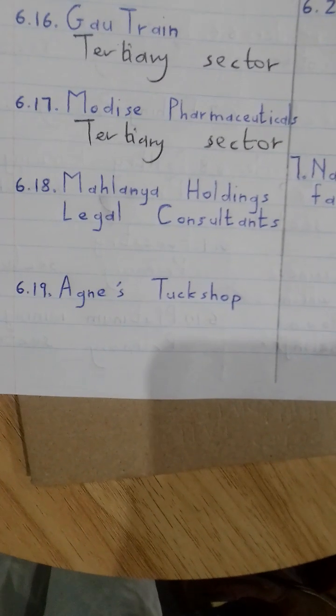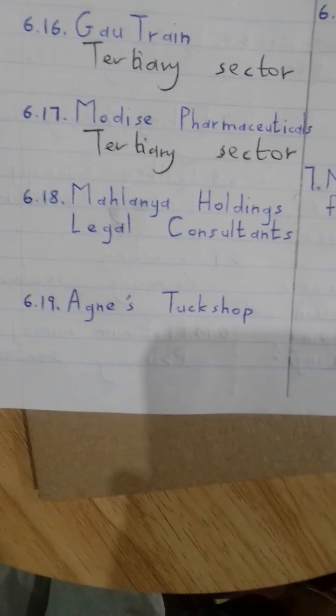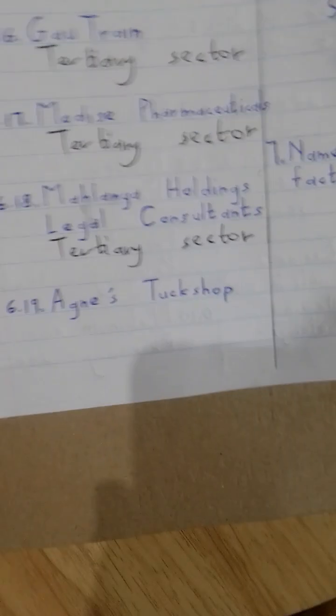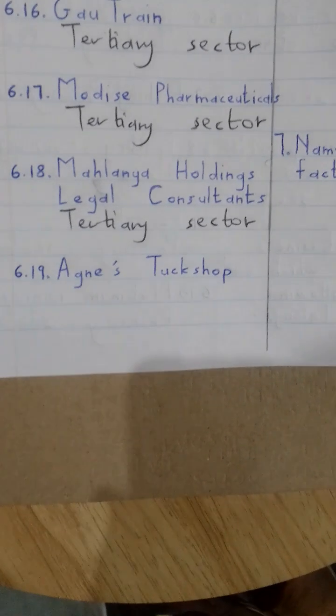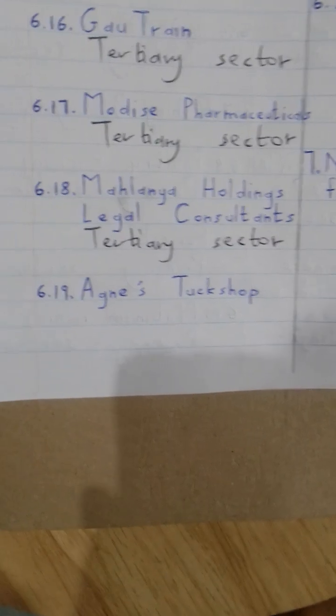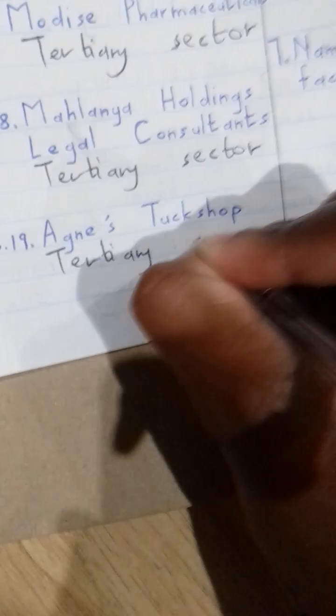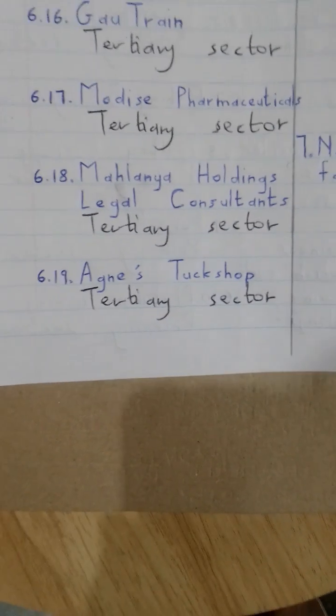6.18, Mahlanya Holdings Legal Consultants. This is legal, it suggests it's a law firm, and remember, legal falls under tertiary sector. 6.19, Agnes's Tuck Shop. Remember, tuck shops and wholesalers and all those fall under the tertiary sector. I hope that makes sense.